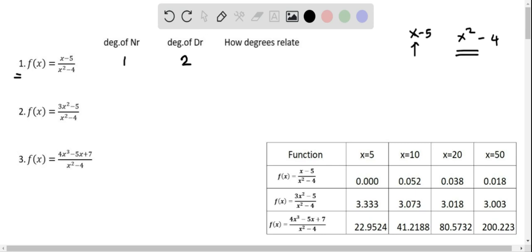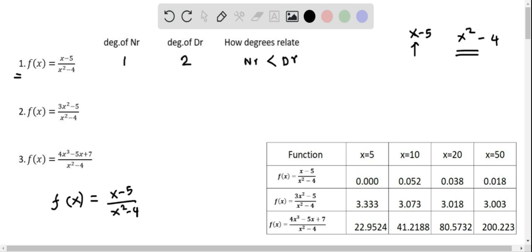And how do the degrees relate? We see that the degree of the numerator is less than the degree of the denominator. Now we have to evaluate the function at the values of x equal to 5, 10, 20 and 50. Basically you just have to plug in. I'll do it for one of the functions, f of x equal to x minus 5 over x squared minus 4.